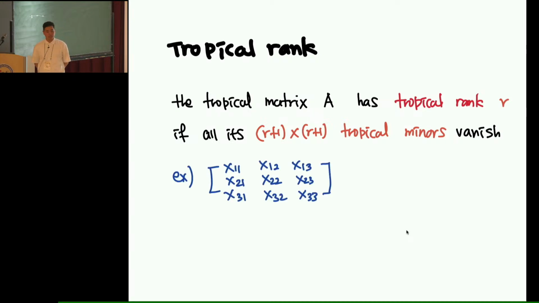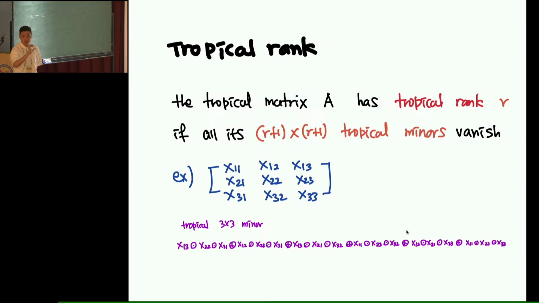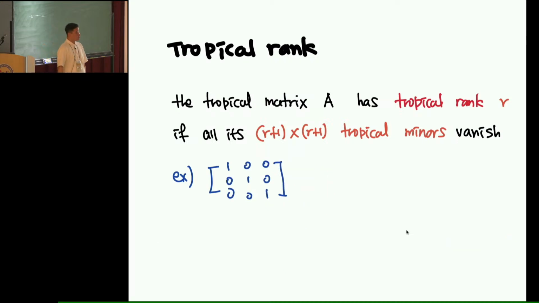For example, let's say that you have a 3 by 3 matrix whose entries are given by x11 up to x33. Then let's think about the 3 by 3 minor, for example. I guess this font is not designed to be read, but this is your 3 by 3 minor. But I want to tropicalize this by replacing everything by tropical summation and multiplication. And I want to attain the minimum at least twice. Therefore, this is nothing but just the minimum of these 6 terms. 3 by 3 minors have 6 terms, and I want to find out the minimum of these 6 expressions at least twice.